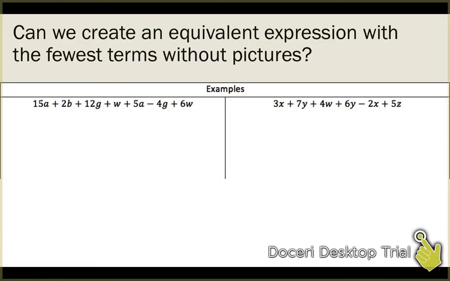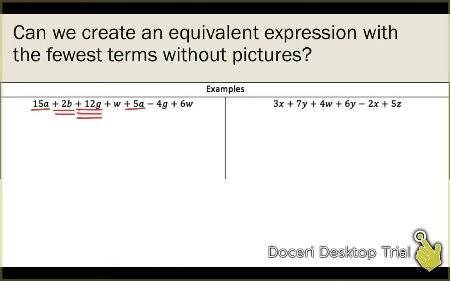One strategy that we can use is underlining the like terms in a similar fashion. So for example, we have 15a, that has an a in it, and also we have plus 5a, that also has an a in it, so we can combine those. We also have 2b, so I'm underlining that differently because it has a different variable. And I have 12g, I'm going to underline that 3 times. Notice how I'm underlining the plus in front of it.